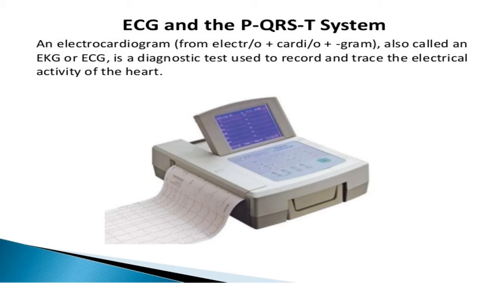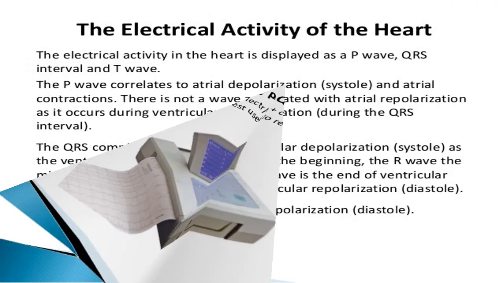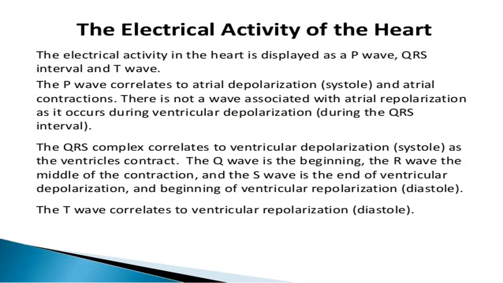Coming to the ECG and the P-QRS-T system. An electrocardiogram, also called an EKG or ECG, is a diagnostic test used to record and trace the electrical activity of the heart. The electrical activity of the heart is displayed as a P wave, QRS interval and T wave. The P wave correlates to atrial depolarization, that is systole, and atrial contractions. There is no wave associated with atrial repolarization as it occurs during ventricular depolarization, that is during the QRS interval. The QRS complex correlates to ventricular depolarization as the ventricles contract.